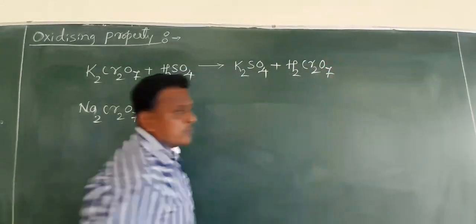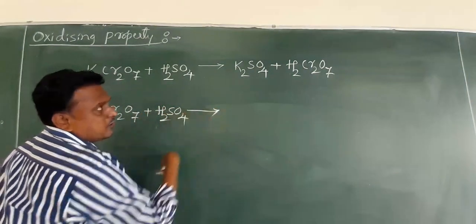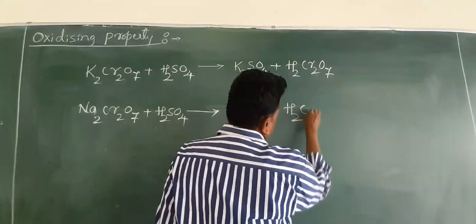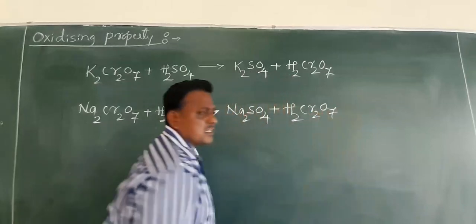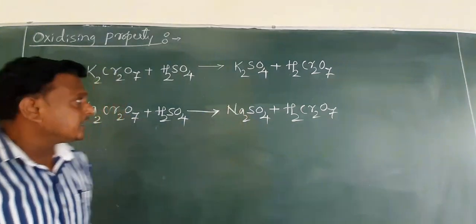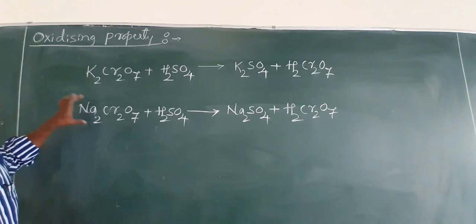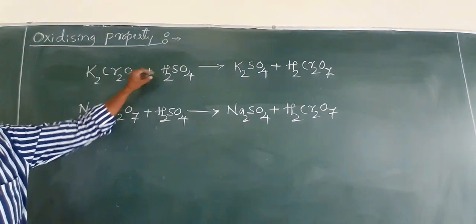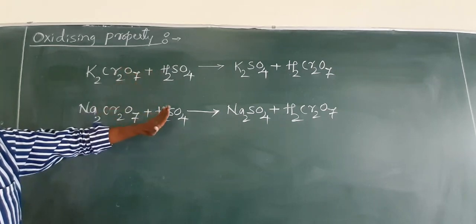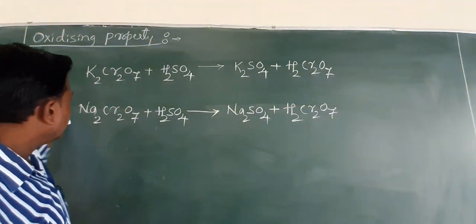H2Cr2O7. This is called chromic acid. Similarly, sodium dichromate reacts with sulfuric acid to form sodium sulfate and releases H2Cr2O7, which we call chromic acid. Chromic acid is a powerful oxidizing agent. This indicates that potassium dichromate or sodium dichromate is a powerful oxidizing agent in the presence of concentrated sulfuric acid, or acidic medium. This shows their acidic property, for example the formation of chromic acid.